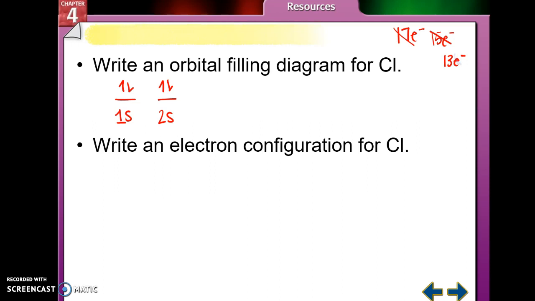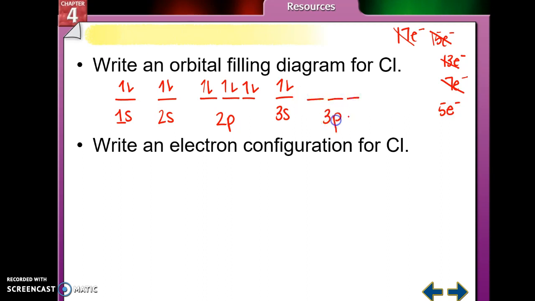After 2s, I go up to the top of the next line, and I go with 2p. And it can hold 6 electrons, and I've got more than 6, so I go 1, 2, 3, opposite, 4, 5, 6. Now I've got 7 electrons. After the 2p orbital, I go to the 3s orbital, and it can hold 2 electrons. Now I've got 5 electrons left. And then after 3s, I go to 3p. There are 3 orbitals right there. And I'm going to go 1, 2, 3, 4, 5.